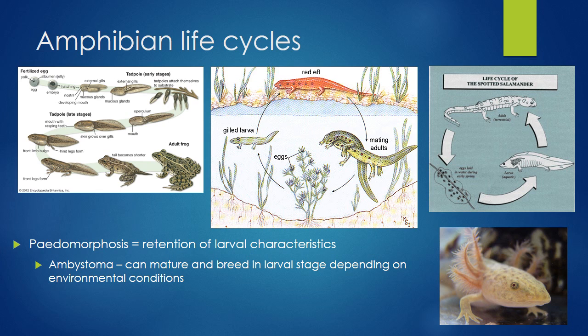Paedomorphosis, which we talked about a little bit in class, is the retention of larval characteristics. Like the external gills: in most species you see those in their larval stages, but there are some species where those are retained in adults, and we call that paedomorphosis. In some cases paedomorphosis happens depending on environmental conditions. In Ambystomatidae, depending on how moist or how dry it is, the individuals can mature and breed in their larval stage. If it's really wet, they can keep their larval characteristics like external gills and breed in the water. Or if it's dry, they breed in their adult stage.